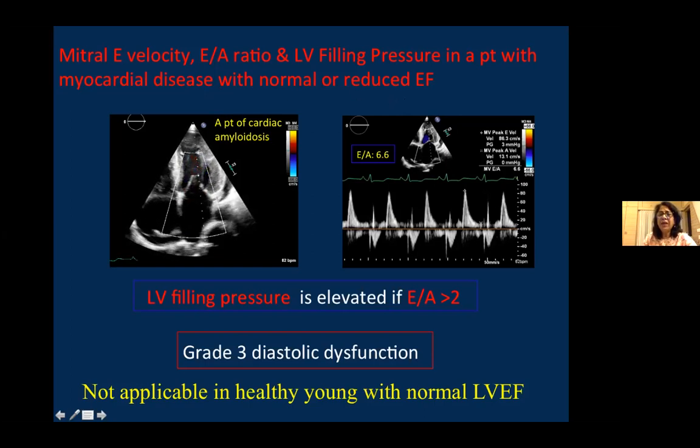You may get normally this type of a filling pattern in healthy young individuals having normal LV ejection fraction, tall E, small A, because of high elastic recoil and very good relaxation. You may get a pattern like this normally in a healthy young individual. So don't consider in those cases that the patient is having grade 3 diastolic dysfunction. It is only in presence of myocardial disease with either normal or reduced ejection fraction.